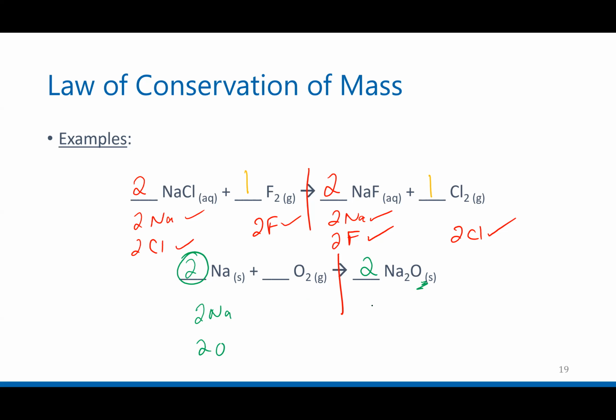On the product side, I now have 4 sodiums and 2 oxygen. So by putting a 2 here, I've messed up my sodium, but you know what? That's a really easy fix. Just erase the 2, put in a 4, everybody's happy.